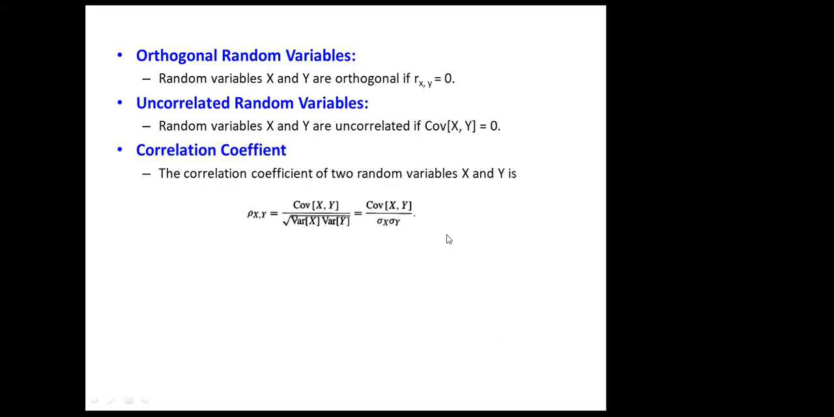This value can range from -1 to +1. When the correlation coefficient is 1, that means they are fully correlated. Fully correlated means positively correlated. That means if one increases, the other also increases. But when this value is -1, they are fully negatively correlated, and definitely when one is increasing, the other is decreasing.